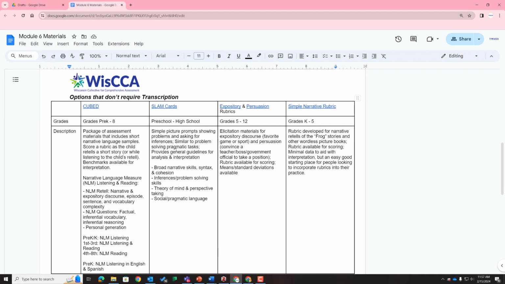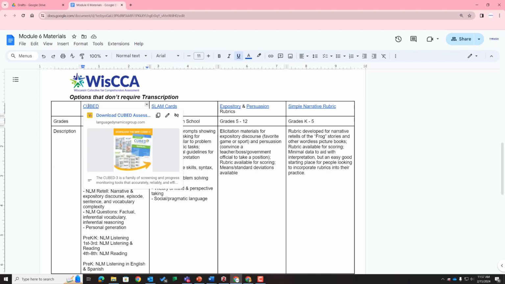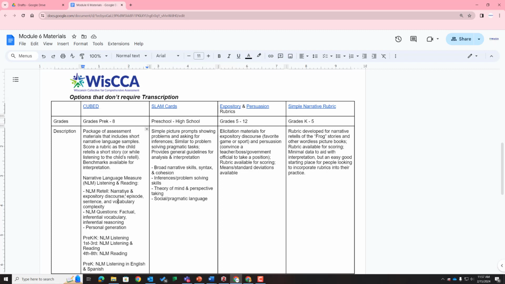We did identify a few different options here that don't require transcription. So one is CUBED. This is a battery of assessments that includes the narrative language measures. You can use it in grades pre-K through 8, really looking at narrative discourse skills. There are lots of different iterations here. They have some question and answer materials. There are a lot of materials. When you get mastery of this tool, it can be a pretty feasible tool to implement, but it does take a bit of front-loading of training in order to get up to speed on everything.